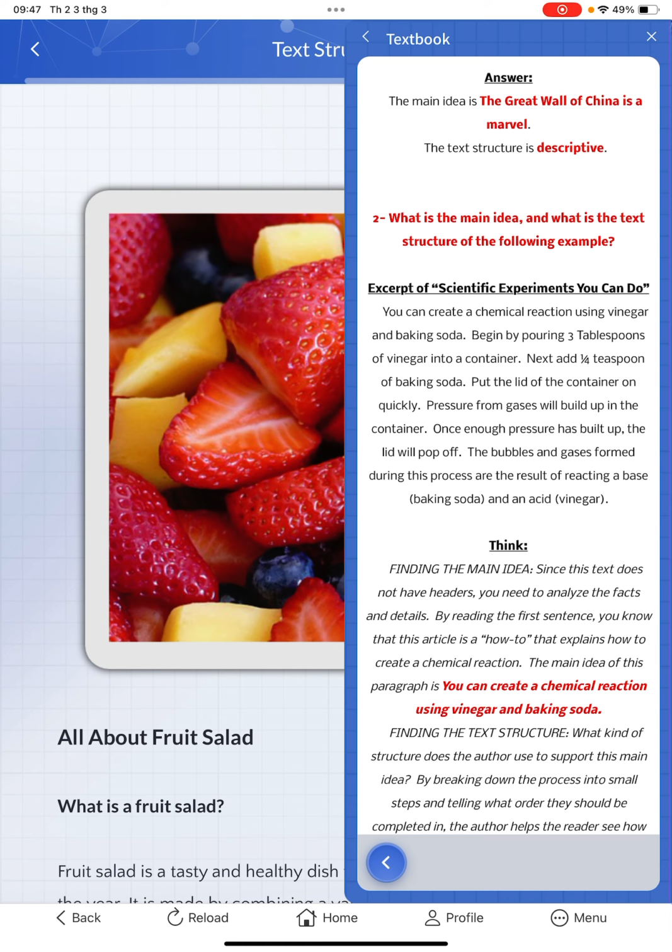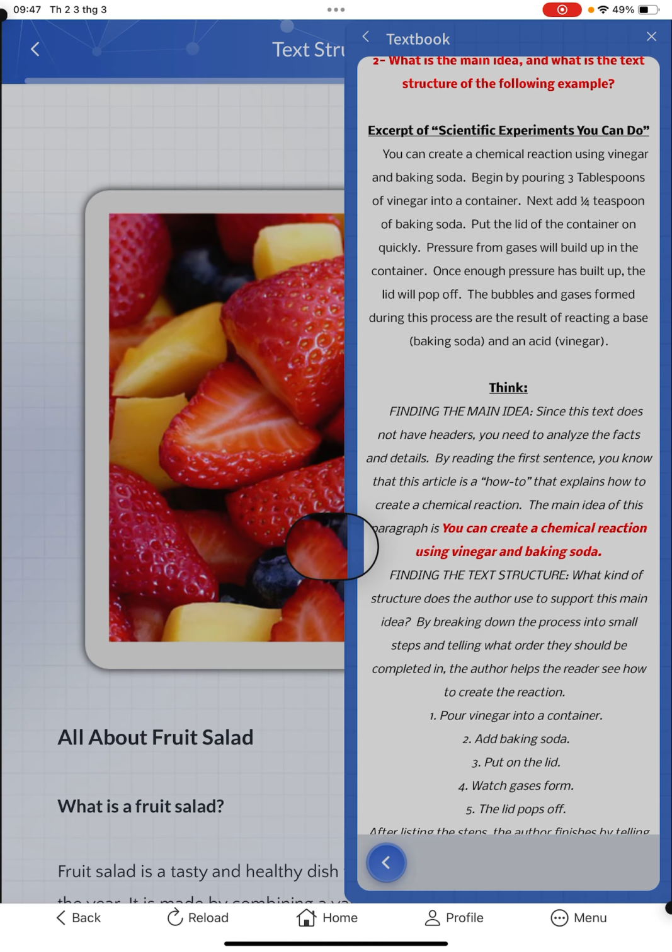So here, the main idea would be you can create a chemical reaction using vinegar and baking soda. Since this text does not give headers like the first one, you need to analyze the facts and details here. By reading the first sentences, you know this article is a how-to, one that tells you what to do. It explains how to create a chemical reaction. So the main idea of this paragraph is you can create a chemical reaction using vinegar and baking soda.